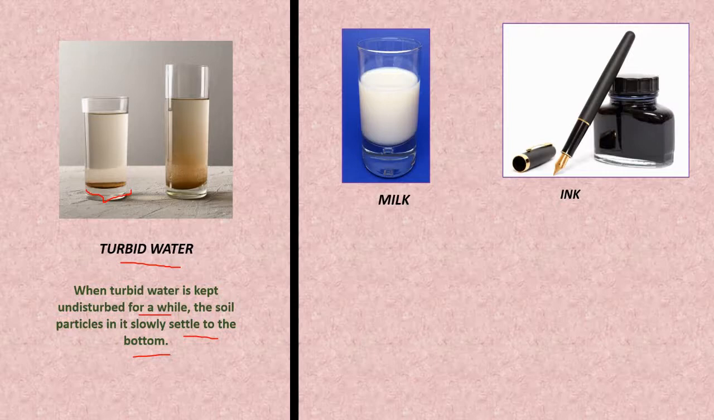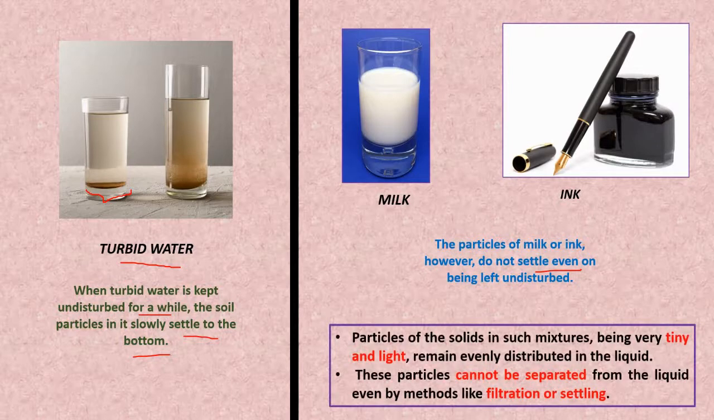But what happens with milk and ink? When milk and ink are kept undisturbed for some time, the particles do not settle at the bottom. We do not see the particles settling at the bottom in case of milk and ink when they are left undisturbed. But why do they not settle at the bottom? Why do the solid particles in the milk and ink not take the bottom area?